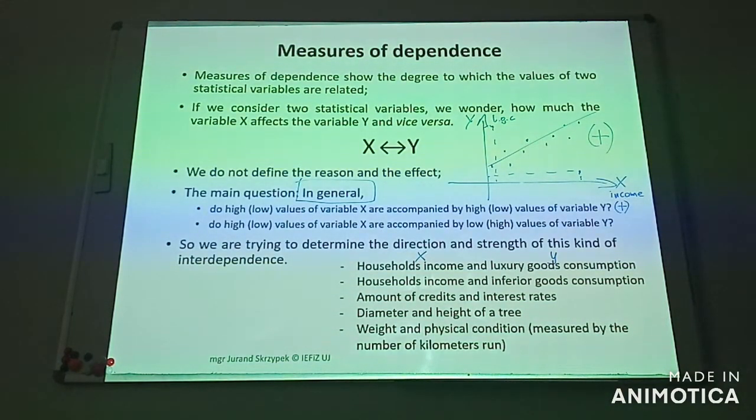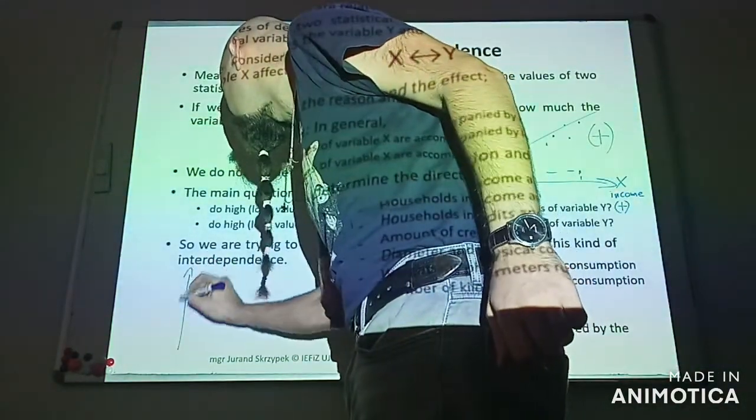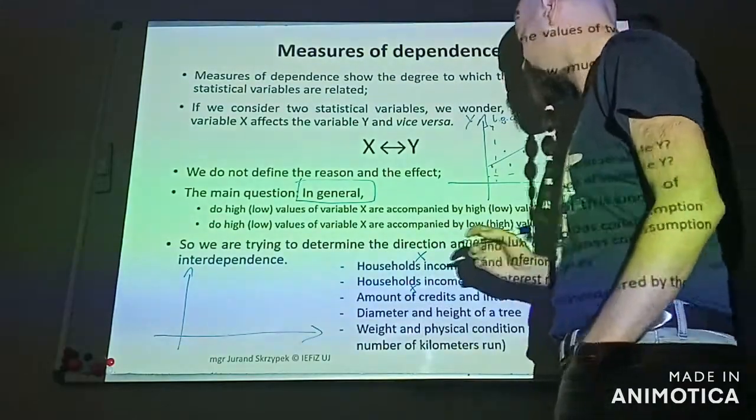between both variables. And the next example is households' income and inferior goods consumption. We will also denote inferior goods consumption using the letter Y. You know what it is. This is, for example, inferior goods: frozen dinners, junk food, intercity bus services, potatoes, and so on. Yeah, we can use an analogous graph.